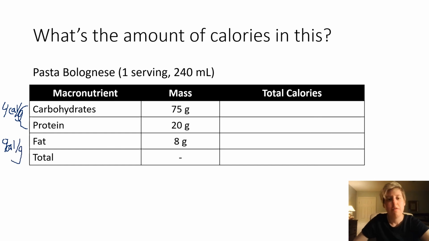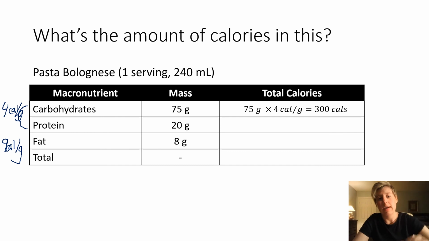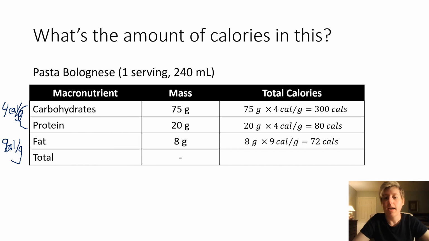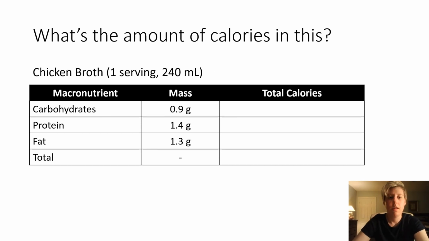So to figure out our total caloric intake here, I would have to take the number of carbohydrates, so 75 grams of carbohydrates, times 4 calories. I get 300 calories just from the carbohydrates. Then if I'm looking at the protein, it would be 20 grams times 4 calories, which gives me 80 calories. And then for the fat, I would be taking 8 grams times 9 calories, and my total caloric intake would be the sum of 300 plus 80 plus 72, which is 452 calories.